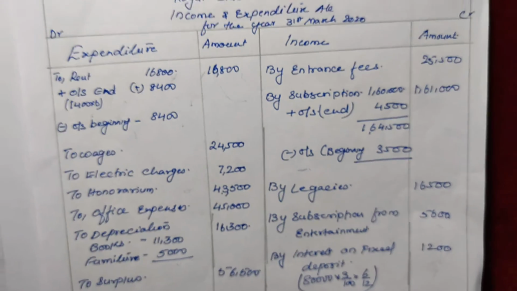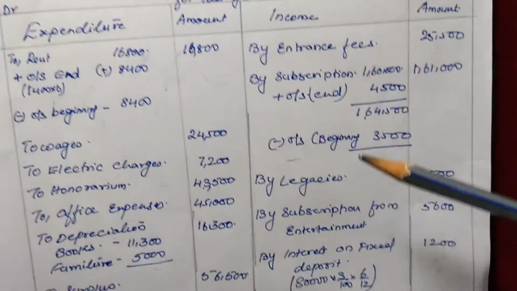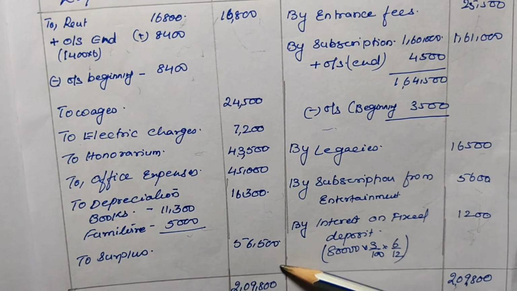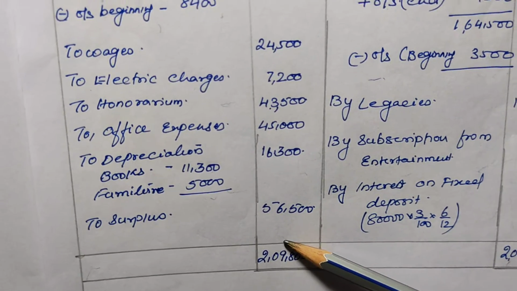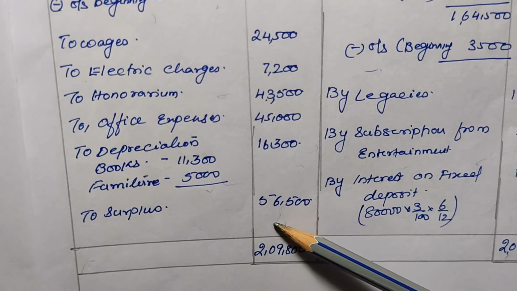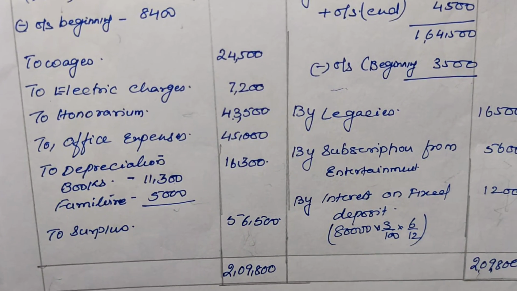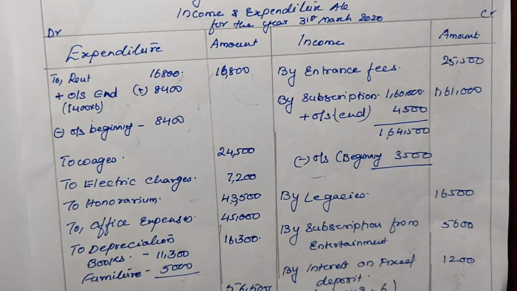Now what do we have to do? We have to total the income side, then total the expenditure side, and find the difference. Here the difference is 56,500, that is a surplus. This surplus will be added to the capital fund in the closing balance sheet. So in this way we have to prepare the income and expenditure account.